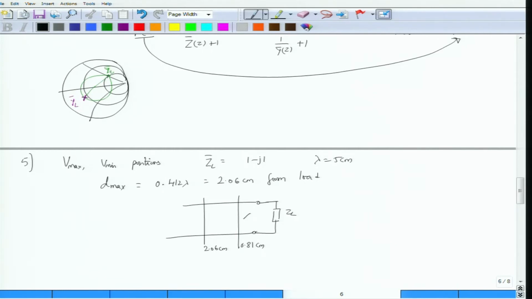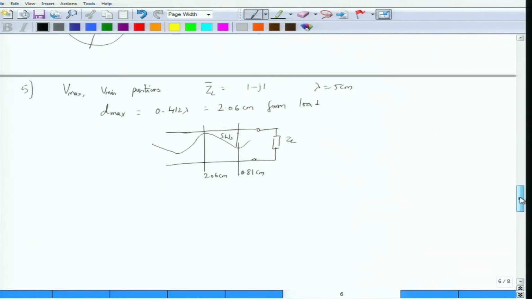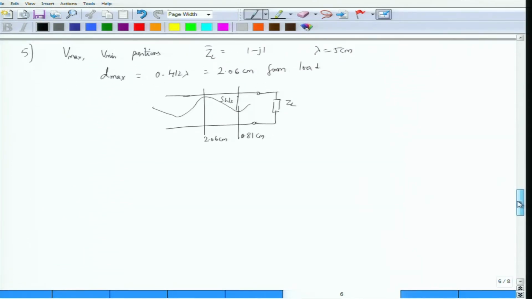So this is how the standing waves might look on the transmission line. So the first thing that you would hit would be a minimum at 0.81 centimeter, and the next you would hit a maximum. The difference between these two must essentially correspond to lambda by 4.